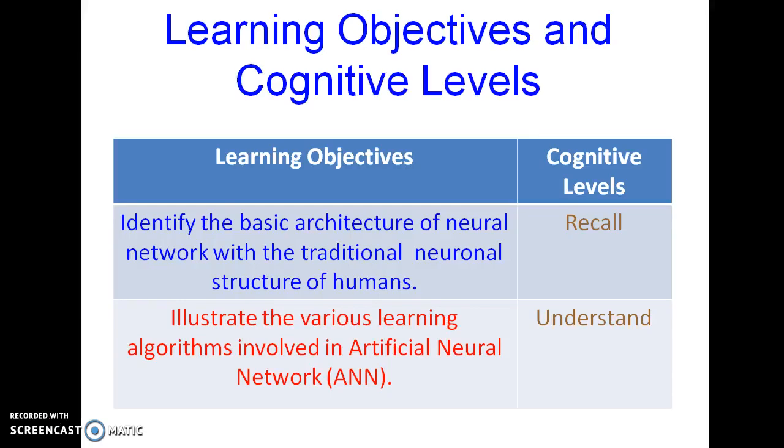Now, I link the learning objectives with Bloom's cognitive levels. As you can see, the first objective is mapped with the first cognitive level, which is called recall. And my second learning objective is mapped to the second level of Bloom's taxonomy, which is called understand.